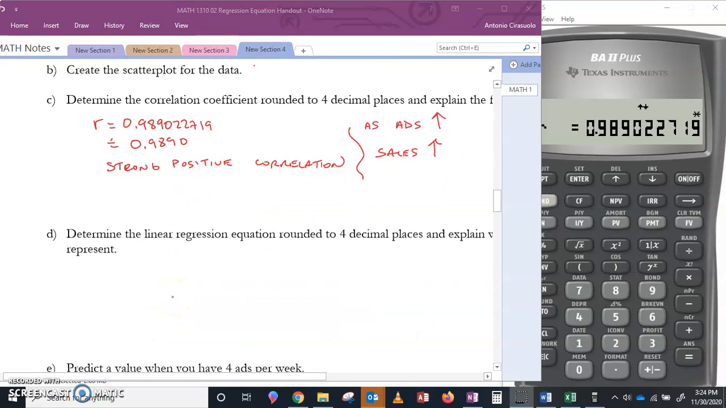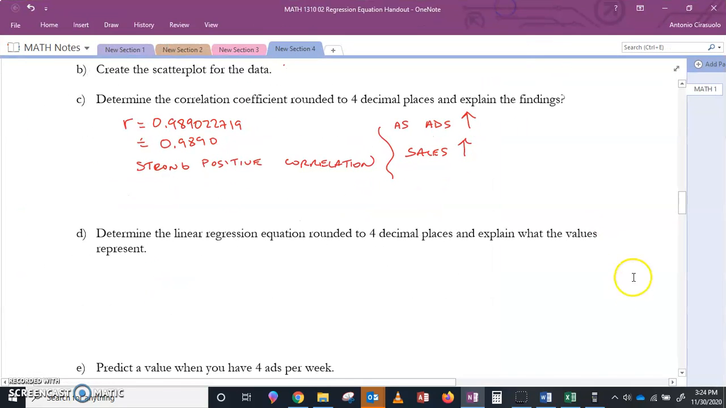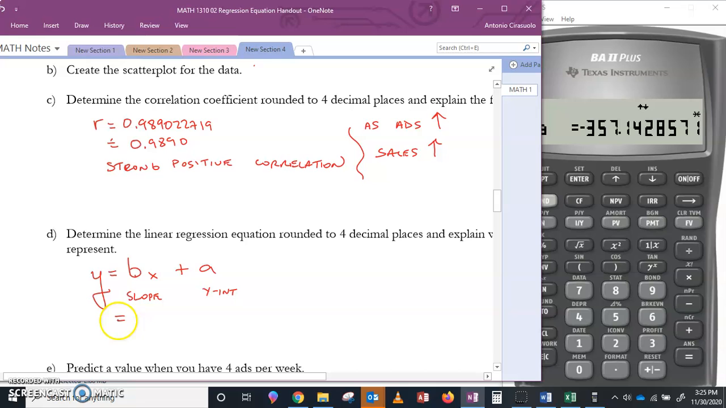Next, it says determine the linear regression equation, round it to 4 decimal places, and explain your findings. Right? What the values represent. So I'd mentioned that our calculator gives us y equals bx plus a, where b is your slope and a is your y-intercept. So going to our calculator once again, I scroll back and there are 2 values, and this is what I'm going to use to write down. So y is equal to -357.